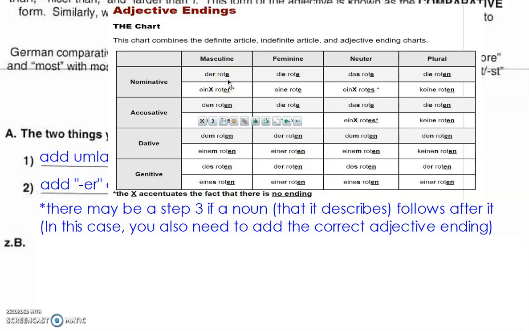Or if you wanted to say something like the more interesting book, we know it's das Buch, that would be das interessantere Buch. If we said a more interesting book, that would be ein interessanteres Buch. So we always kind of have to reference our adjective endings chart if we need to include an adjective ending on our comparative adjective. So let's take a look at some examples.